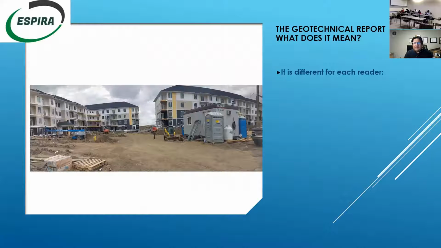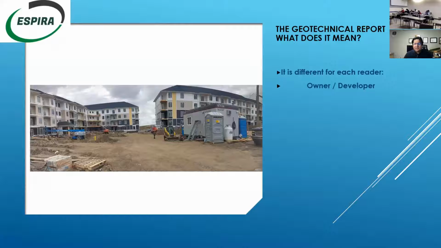All projects typically require geotechnical investigation prior to starting. For example, roads, bridges, high-rise buildings, condo buildings, plants, commercial buildings, etc. So a geotechnical report means different things for different audiences. For example, owner or developer.